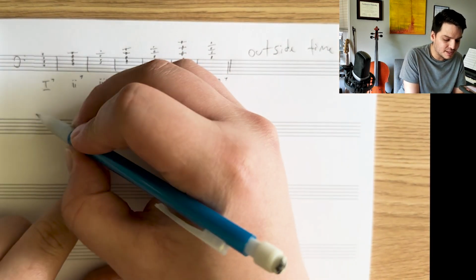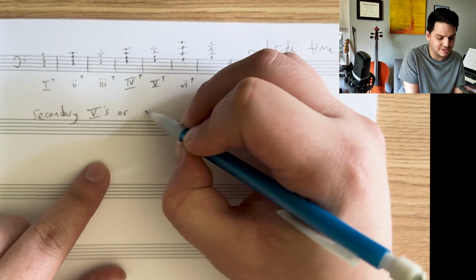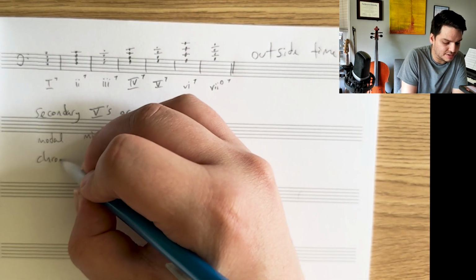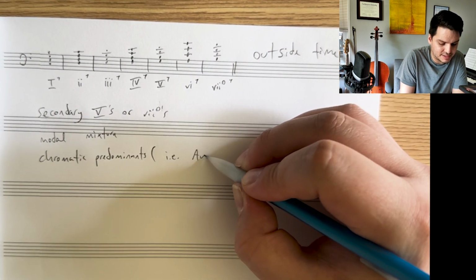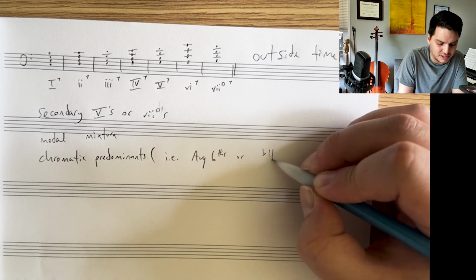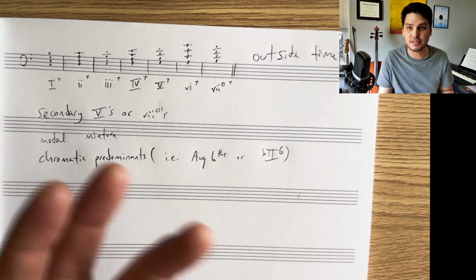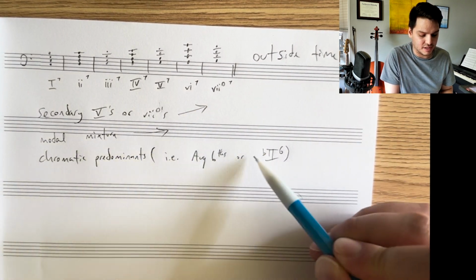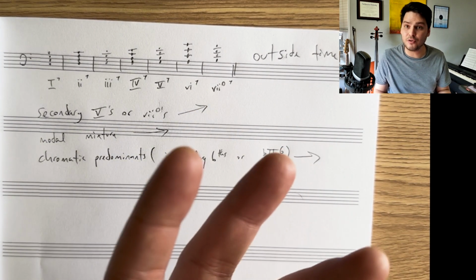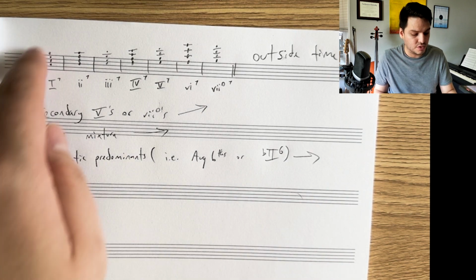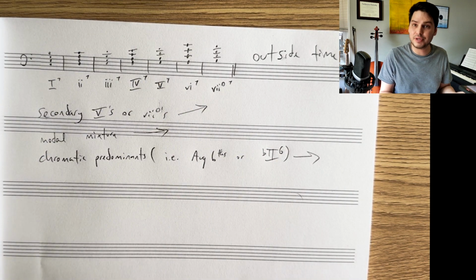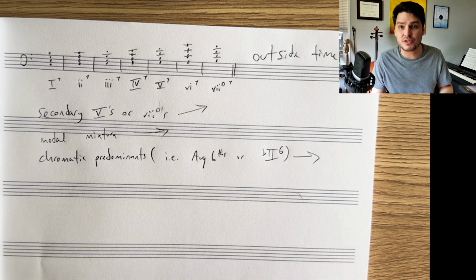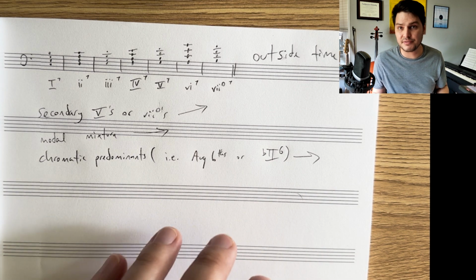So we have secondary 5s or 7s. We also have modal mixture, and we also have chromatic predominance, i.e. augmented 6s or Neapolitan flat 2-6. So depending on what path you choose to go on, you would then make lists of all of these, and then that would inform the palette too. So you can see how this can start to become pretty detailed and rich, and that's part of the reason why there's still so many options for composing within the context of tonal music.